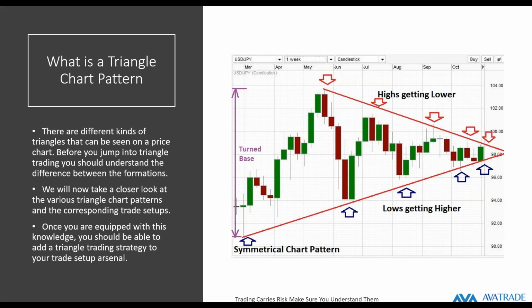So there are different kinds of triangles that can be seen on a price chart. Before you jump into triangle trading, you should understand the difference between the formations. So we will now look closer at the various triangle patterns and the corresponding trade setups. Once you are equipped with this knowledge, you should be able to trade a triangle strategy or add it to your setup arsenal.